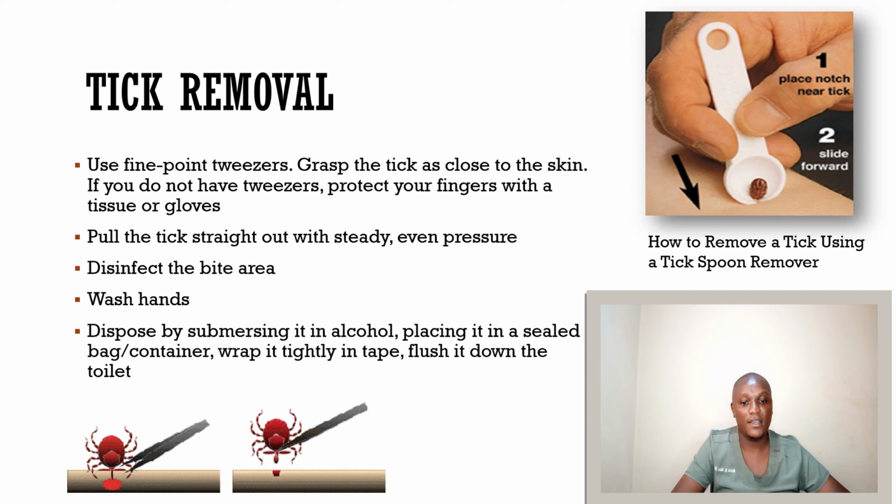Wash your hands. Dispose of the tick by submersing it in alcohol. Place it in a sealed bag or a container. Wrap it tightly in tape and flush it down the toilet. From the picture there, you are seeing another method of how to remove a tick using a tick spoon remover. You place the notch near the tick and then you slide forward. That's another way of removing the tick.